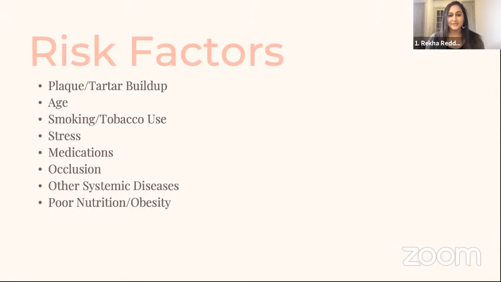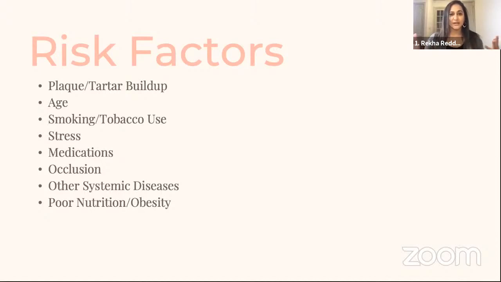There's some other systemic diseases that are inflammatory, such as diabetes, rheumatoid arthritis, that have a direct link to periodontal disease, gum disease. And also, interestingly enough, poor nutrition as well as obesity both have a correlation with gum disease.